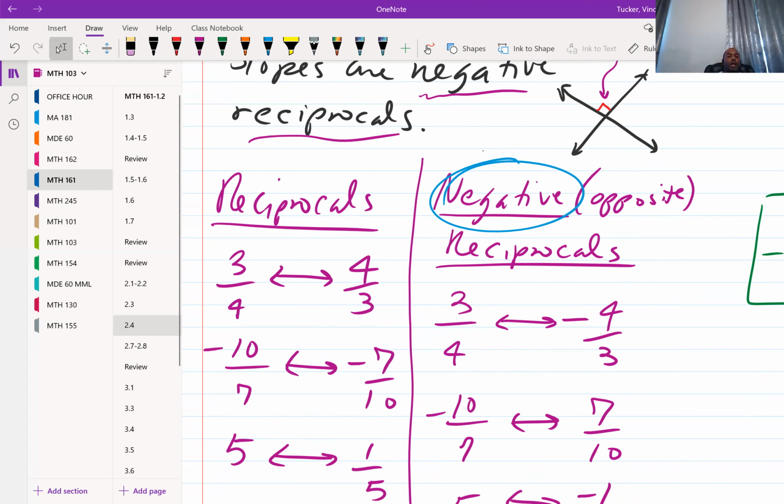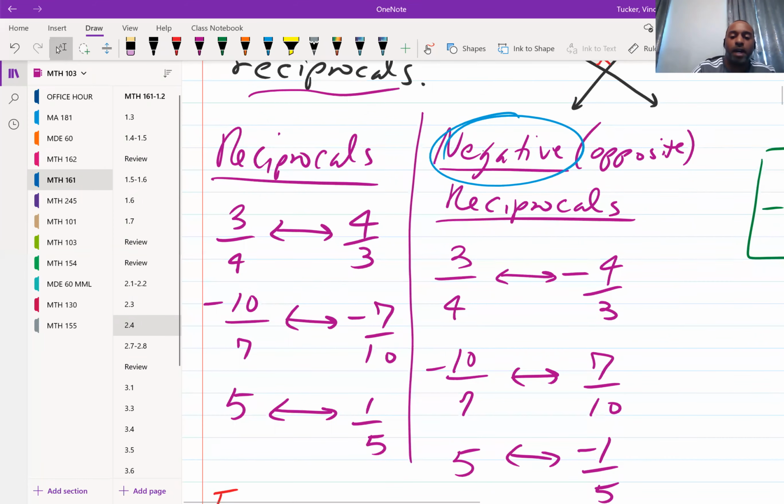But when we talk about perpendicular lines, we want negative reciprocals. And mathematically, that just means opposite. So you want to flip the fraction and use the opposite sign. So the negative reciprocal of 3/4 will be -4/3. For -10/7, the negative reciprocal is 7/10. Once again, we're talking about the opposite sign and then flip the fraction. And then for 5, that will be -1/5. So for perpendicular lines, we want the negative reciprocal, the opposite sign, and you flip the fraction.